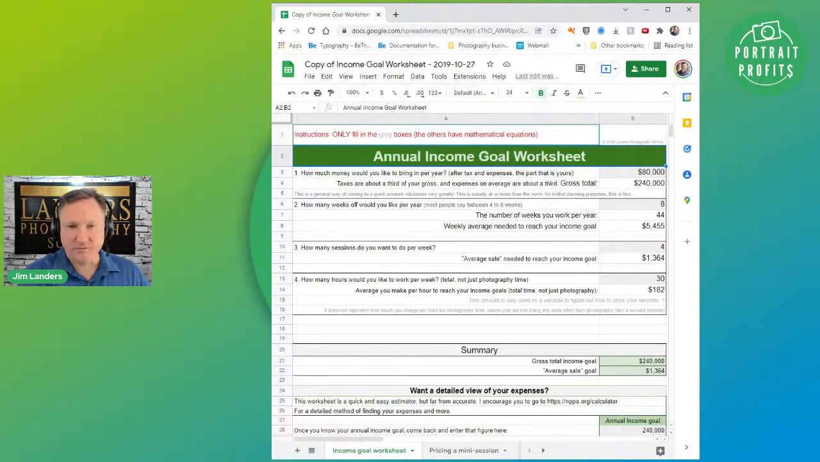It'll probably be 24% minus some expenses, of course. So your number will likely be less than this. But again, for generalization purposes, 240 is the goal we're after.